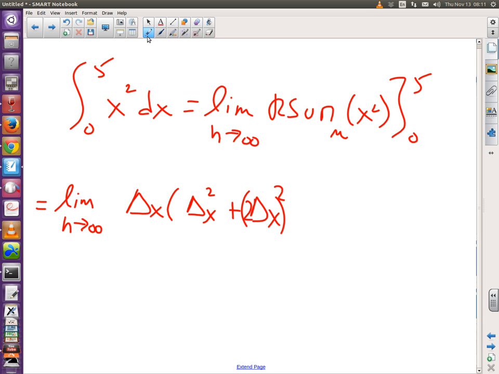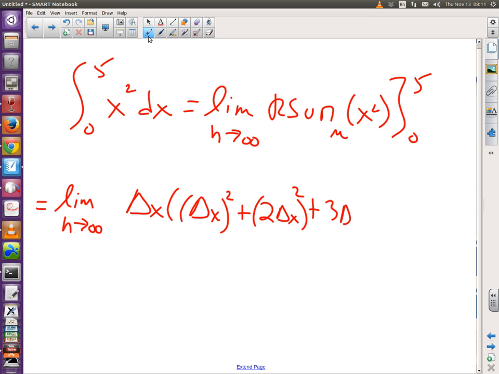Plus, let's be consistent in the notation here. The x coordinate of the right side of the first rectangle squared, because we're plugging that into the function x squared to get the height. Plus the next height squared. Plus, what's the next height? 3 delta x, squared. You want to factor out stuff, right? Plus, when do you stop? What's the last rectangle? n delta x.